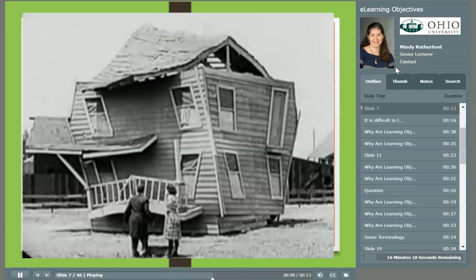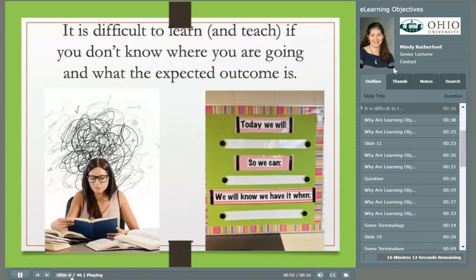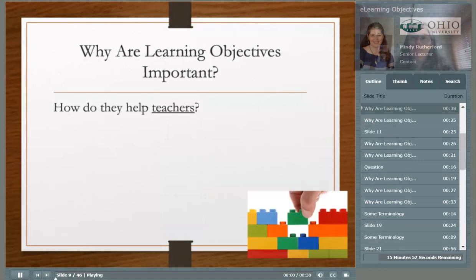We need to have a plan so that we know where we're going and what it's supposed to look like when we're done. The point being, it's very difficult to teach, and it's just as hard for your students to learn if you don't know where you're going and you don't know what you expect your students to learn. So that is why we need to think about planning.